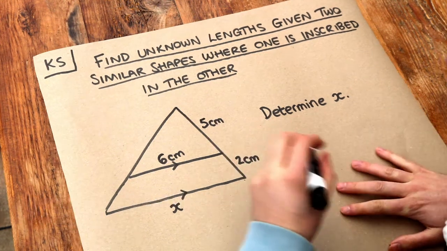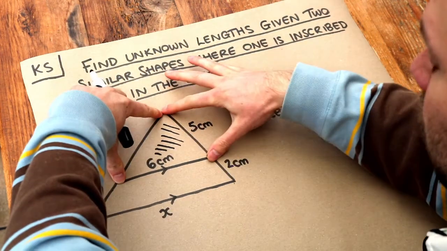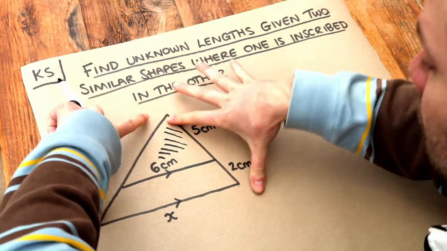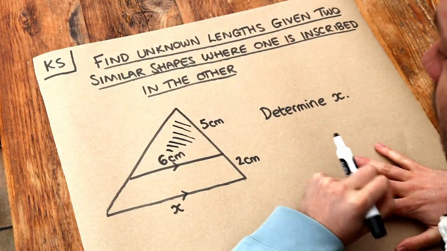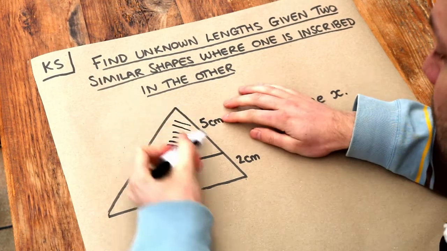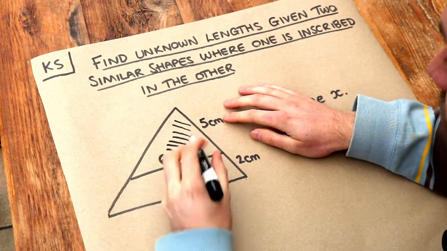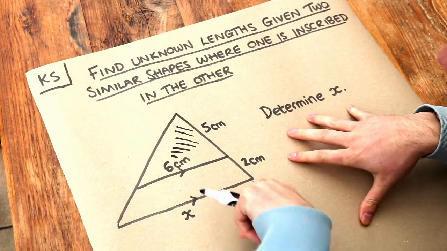Now what I mean by that is that this triangle here, can you see that this triangle here is inside this larger triangle? And remember that two shapes are similar if they have the same shape but not necessarily the same size. So we can see that this triangle here, the shaded one, is the same shape as that big triangle here, the whole thing.